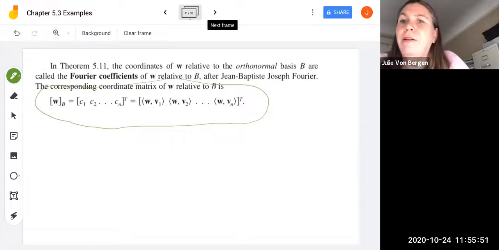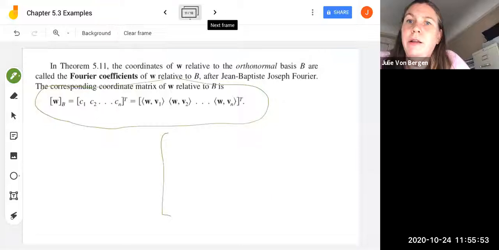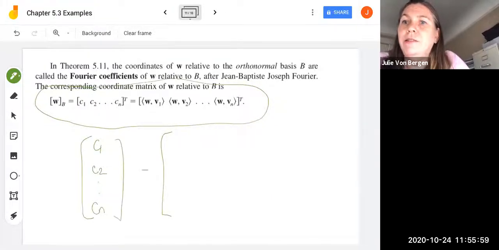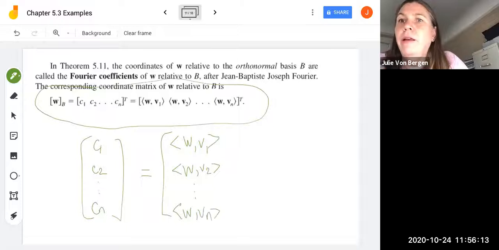But then what that's saying, well, if you don't want to think about them as scalars, you could think about them as just the inner product of W and V1, W and V2, all the way through W and Vn. So this is just an alternate way you can write those, and they're called the Fourier coefficients.